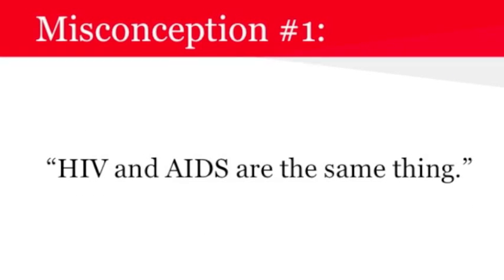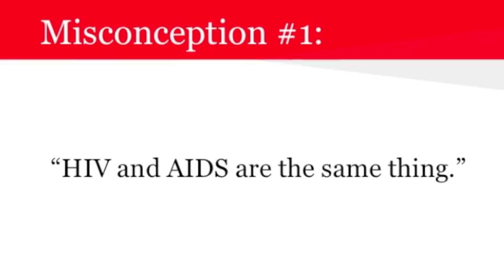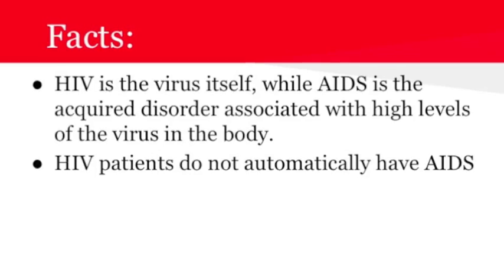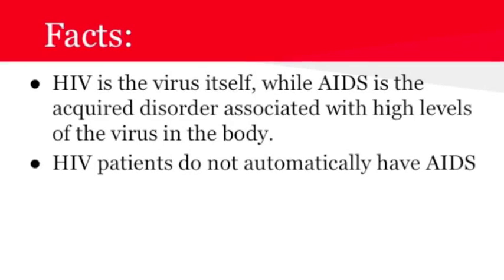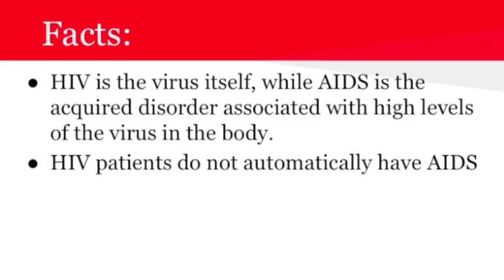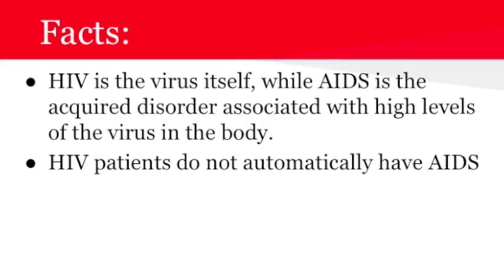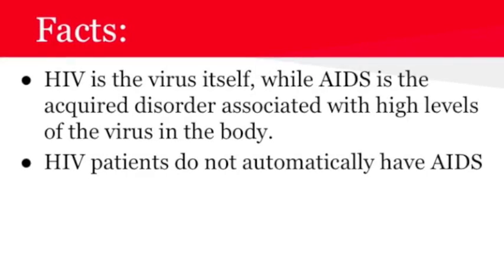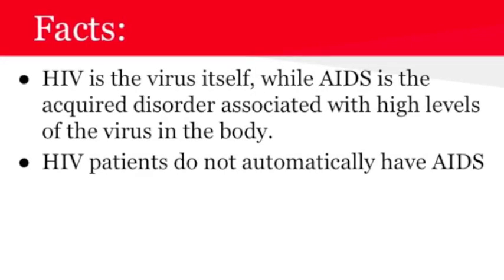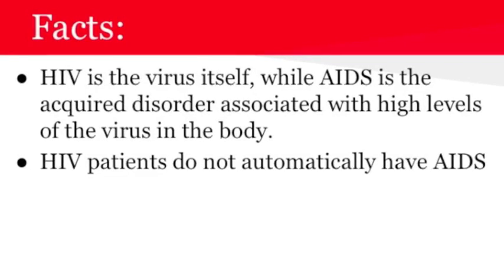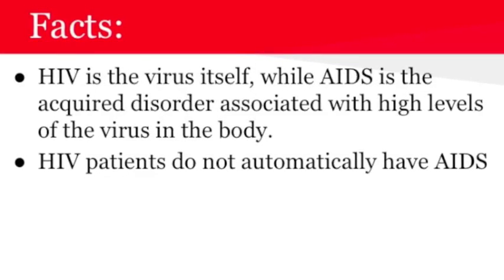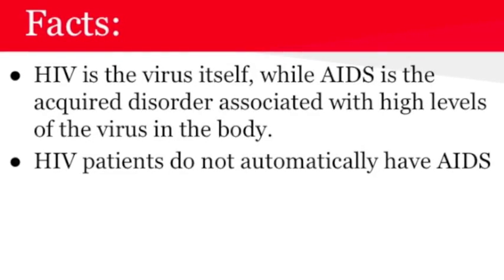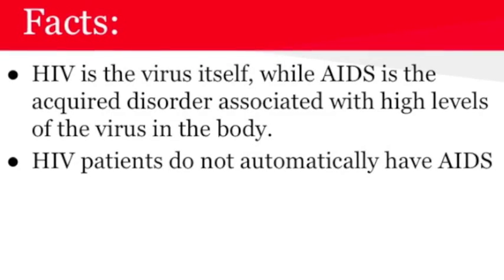The first misconception is that HIV and AIDS are the same thing. This is not true, however, as HIV is the virus that infects human helper T cells, while AIDS is the acquired disorder related to the inability of the body to recognize and fight invaders due to the inability of helper T cells to undergo their normal cellular mechanics because they are too busy producing more virus. HIV-infected patients do not automatically have AIDS, but can develop it if the virus is allowed to grow unchecked.